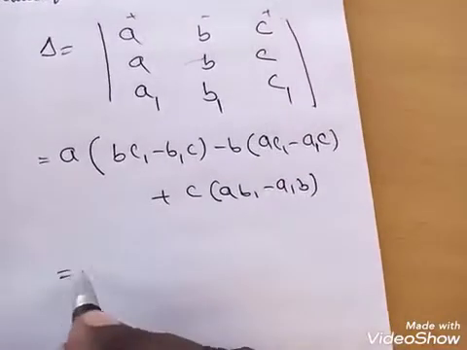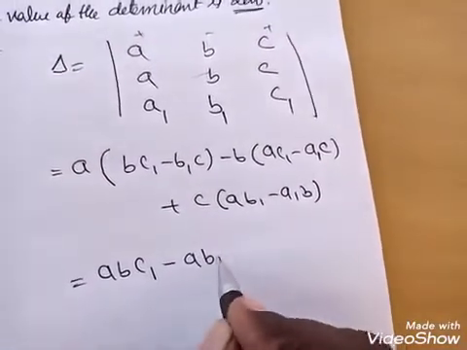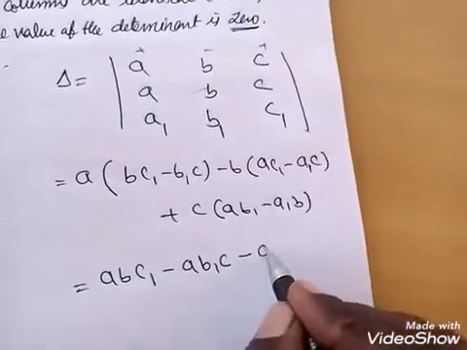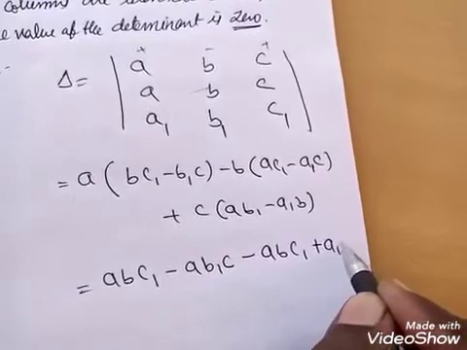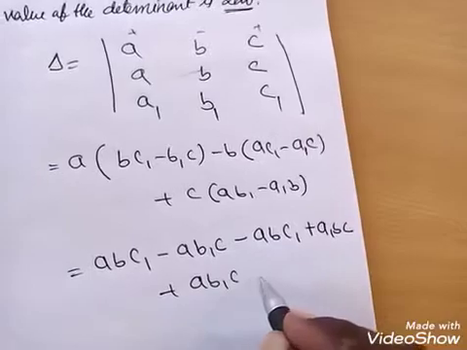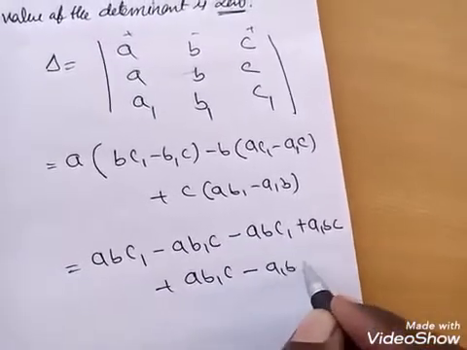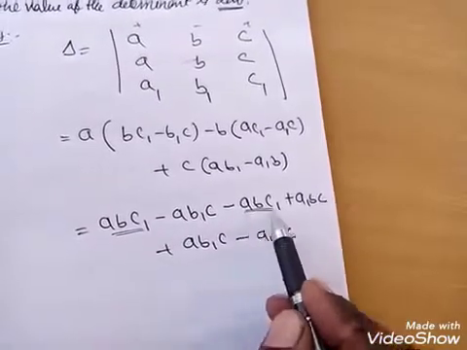Now expand this one. This is ABC1 minus AB1C minus ABC1, minus into minus plus A1BC, and plus AB1C minus A1BC. Now C1, where is C1? Observe this, this gets cancelled or not.